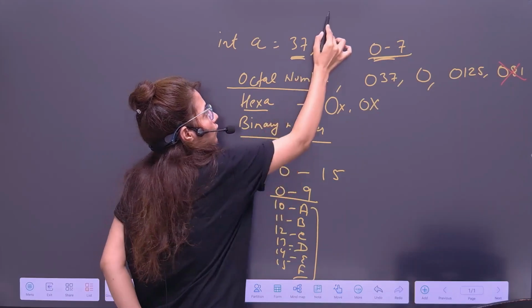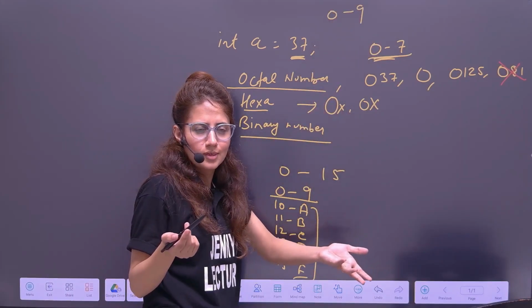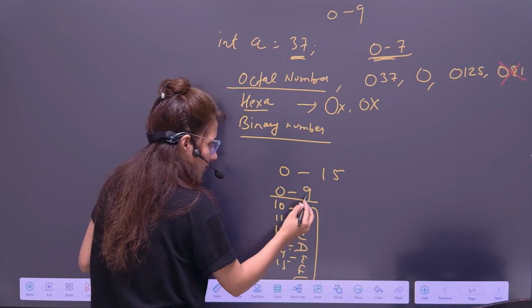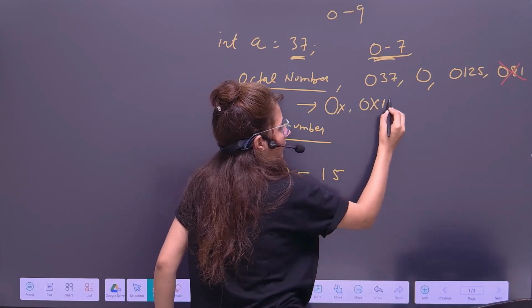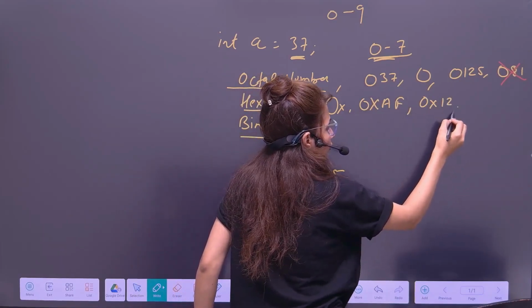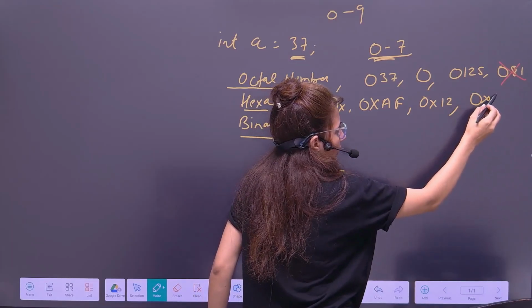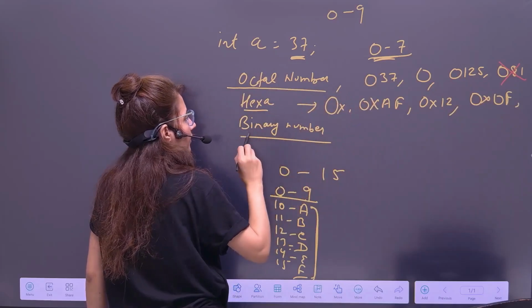In decimal we use any number from 0 to 9. That we use in real life also. Right, from 0 to 9. But in hexadecimal, 0 to 9 numbers and then A to F. So like this, 0x and I write AF. That's correct. 0x 1 2, that's correct. Only 0x and suppose we have 0f, that is also correct, right?